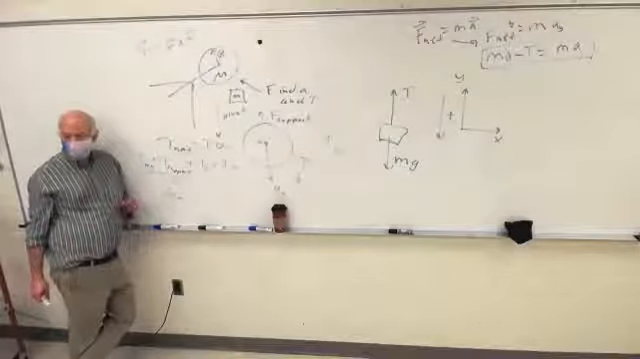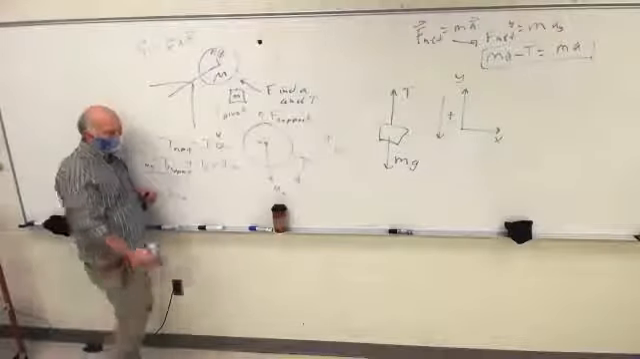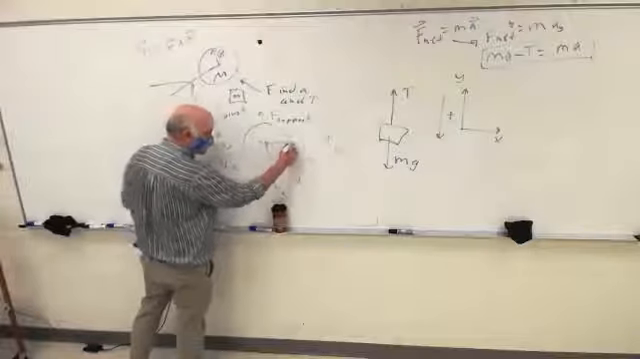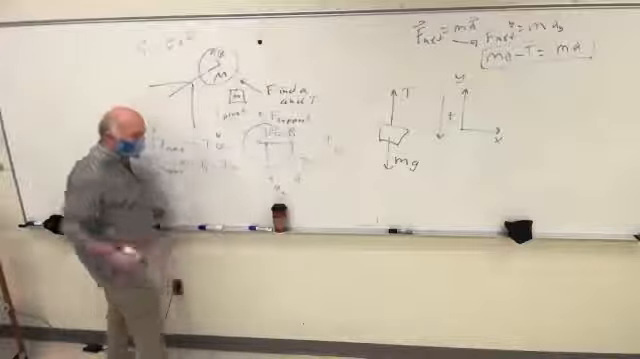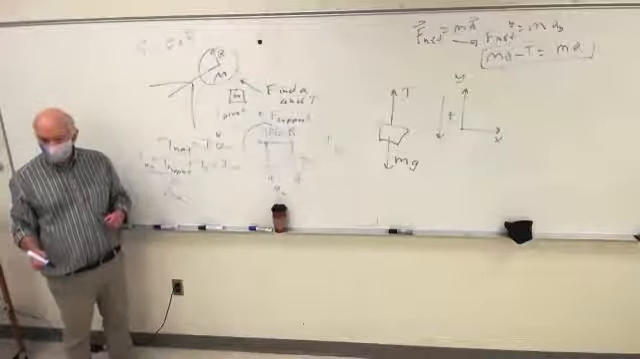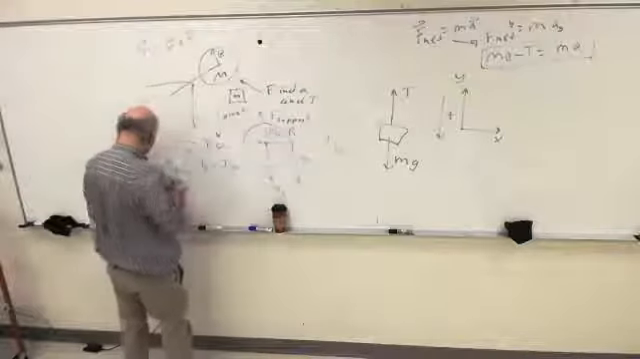Where does R go? It goes from the pivot to where the force is applied. This is my R. You can see the magnitude of this is just going to be the radius. What angle does that R make with the tension? 90 degrees. So I work this out.